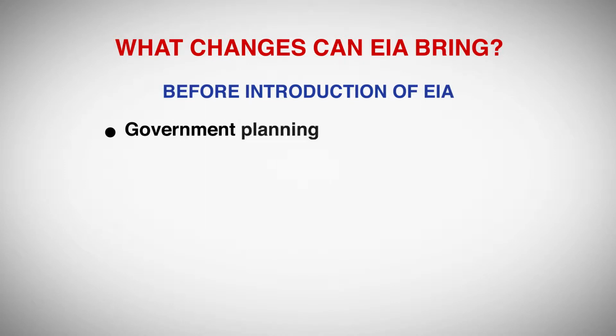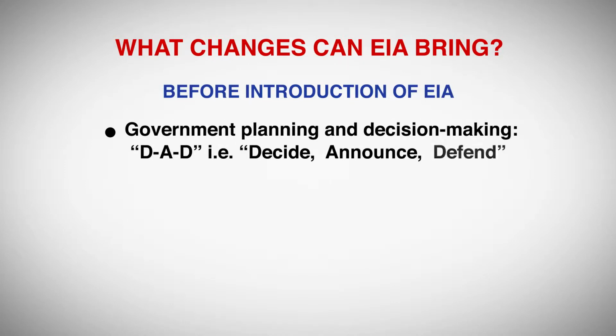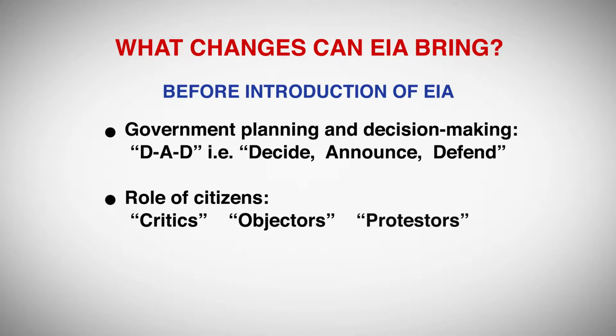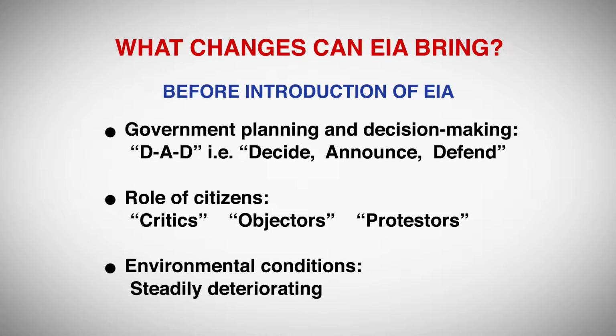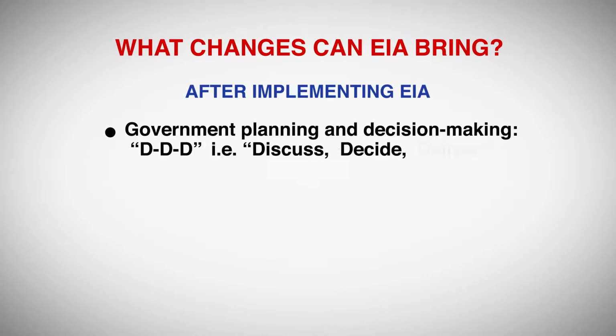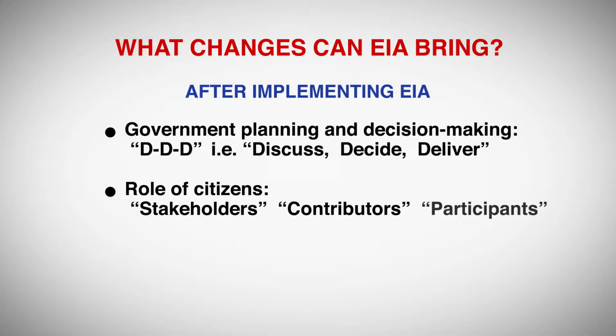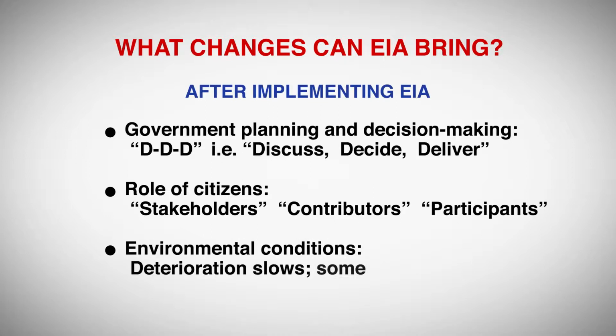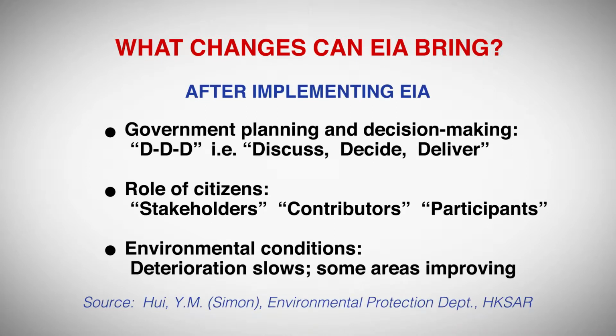There is a small terminology used in the international scenario that before introduction of an EIA, this can be said as DAD, meaning decide, announce and defend, and the role of citizens is critics, objectors and protesters, and as a result environmental conditions are steadily deteriorating. But once we start doing EIAs, then the government's role becomes that of discuss, decide and deliver, DDD, and the role of citizens becomes stakeholders, contributors and participants, and therefore environmental conditions slowly start improving. So this is the importance which EIA has in our overall scenario.